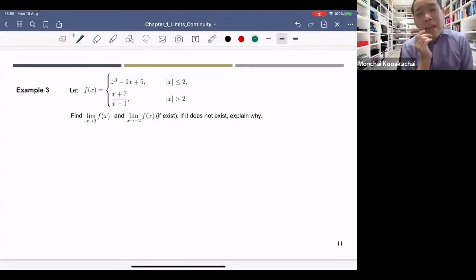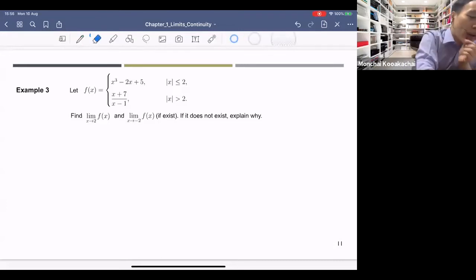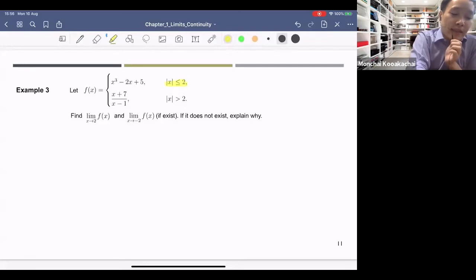You know what? The thing that we love to ask you on the exam is absolute value. So if you know that you are weak in absolute value, this is a good time to practice. So this is the easy one. You can see that when you see absolute value of x less than or equal to 2 here, this means x is between negative 2 and 2.